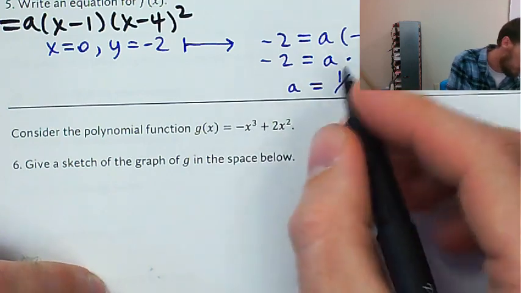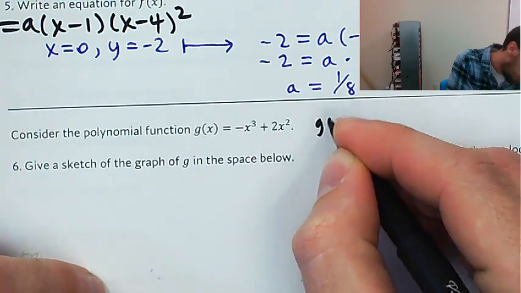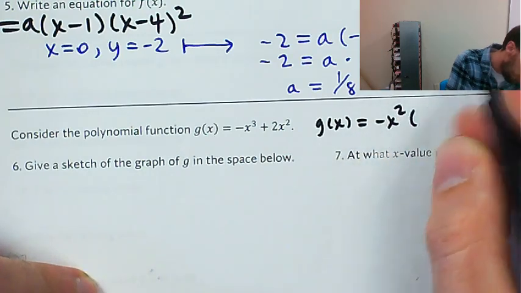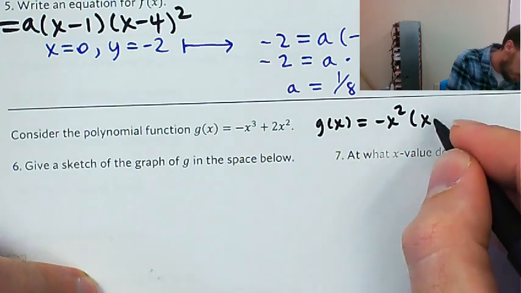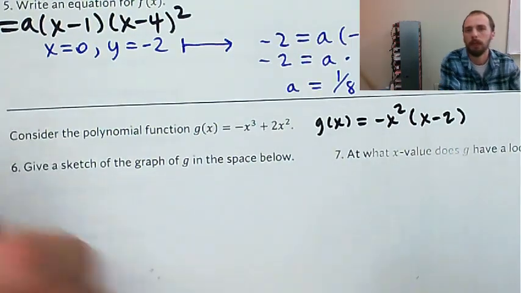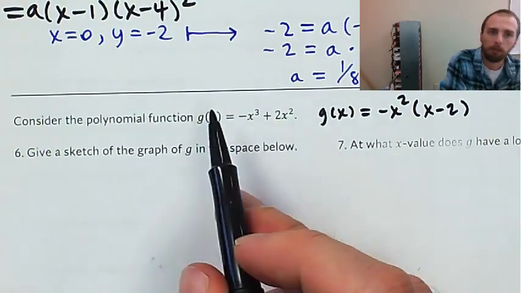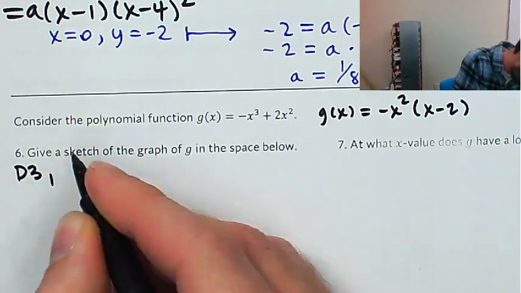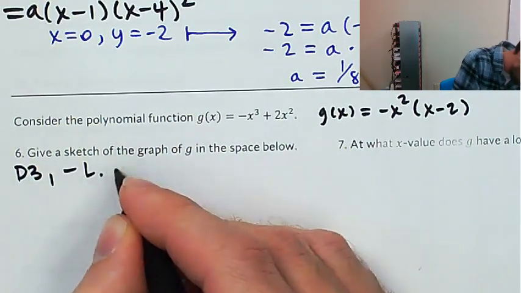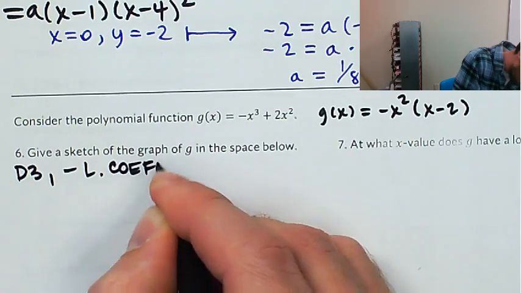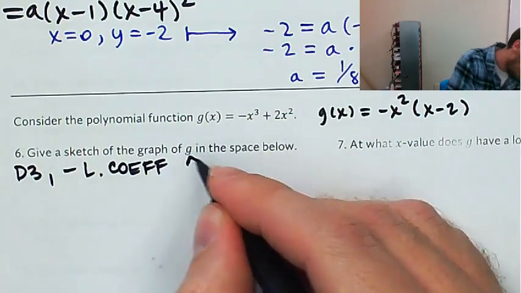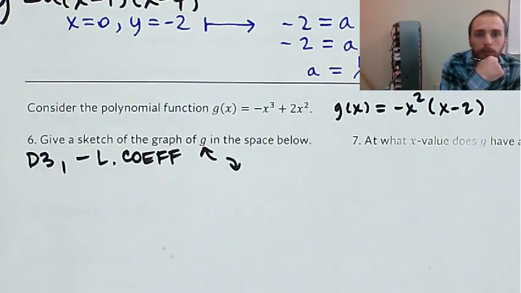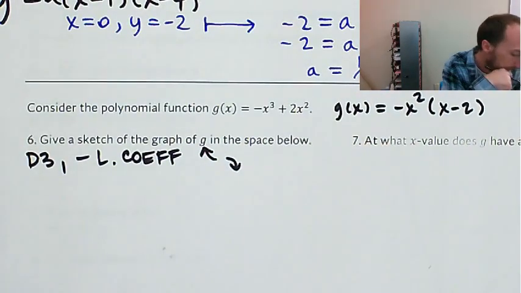I see 2 powers of x common, so I'm going to say g of x is negative x squared multiplied by x minus 2. And that'll make it easier for us to graph. Okay, this is a third-degree polynomial with a negative leading coefficient. So that means that the end behavior is going to look kind of like y equals negative x to the 3. It's going to come from above and then go down eventually.